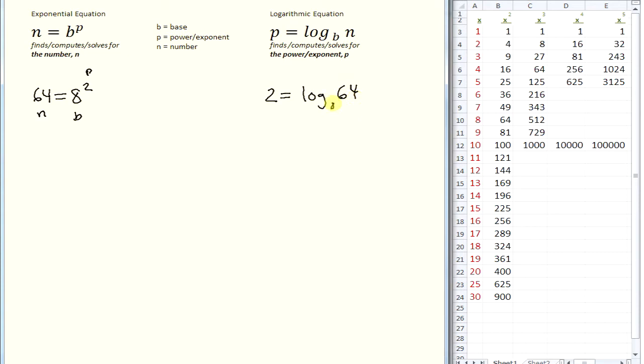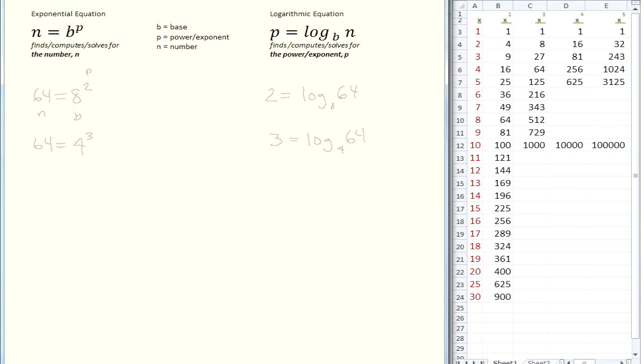Of course, if I had decided to start with a logarithmic equation, let's say 3 equals log of 64 to base 4, then you'll see that, yes, my number may still be the same, 64, but because I'm using a different base, which is now 4, I know that 4 cubed, because that's my power over here, is what 64 equals. So this is just a changing of the two forms.